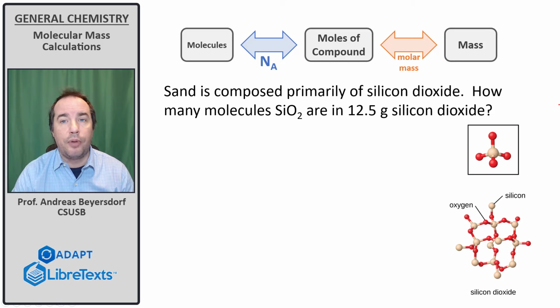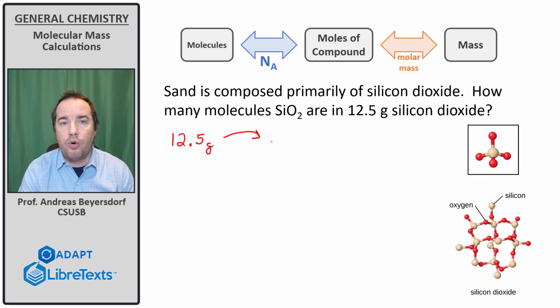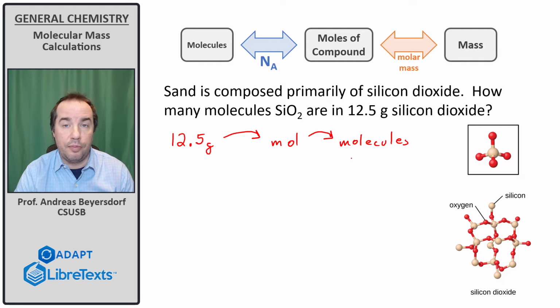So sand is composed of silicon dioxide, that's SiO2. There are 12.5 grams of silicon dioxide in a sample, and we want to know how many molecules this represents. So what we're going to do is go from 12.5 grams, that's our mass, to moles, and then from moles to molecules. And so we use the molar mass to go to moles and then Avogadro's number to go to molecules.